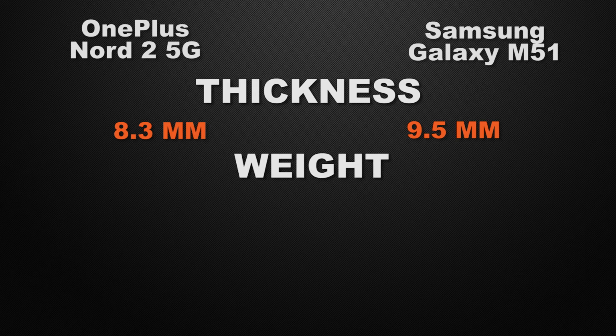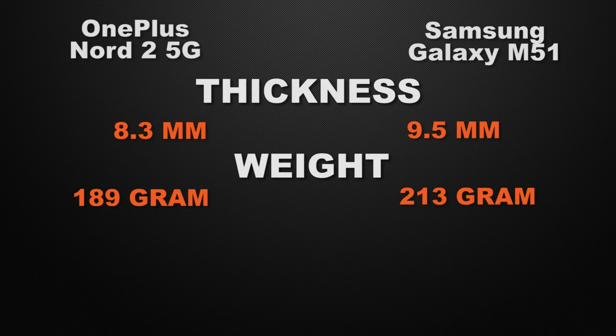Talking about the weight of the devices, Nord 2 comes with 189 grams of weight, whereas M51 has 213 grams of weight. So the winner here is Nord 2 because it has a lighter body weight.